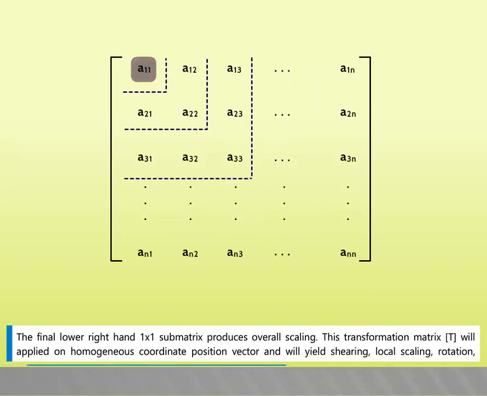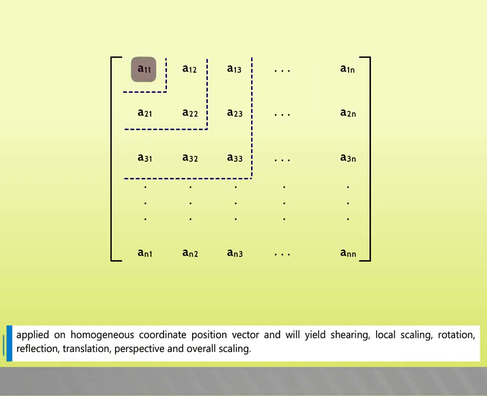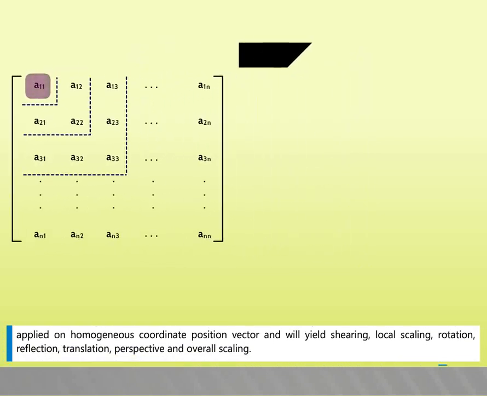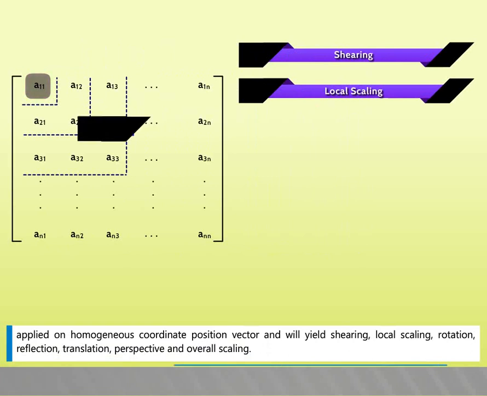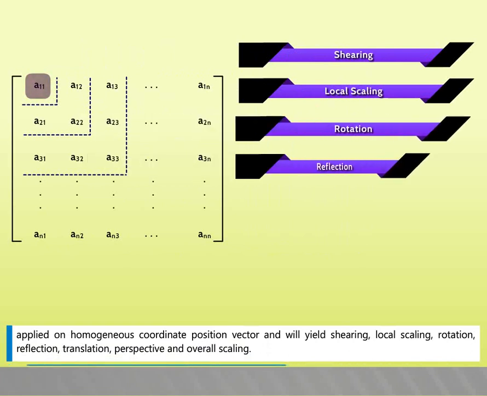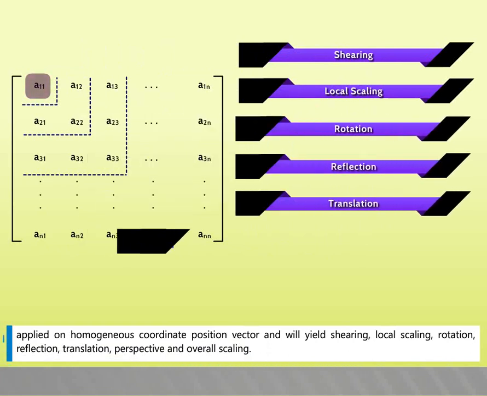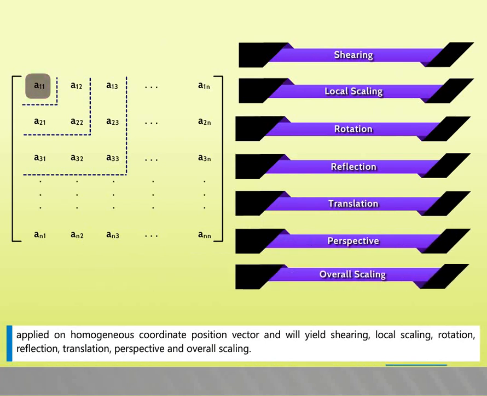This transformation matrix T will be applied on the homogeneous coordinate position vector and will yield shearing, local scaling, rotation, reflection, translation, perspective and overall scaling.